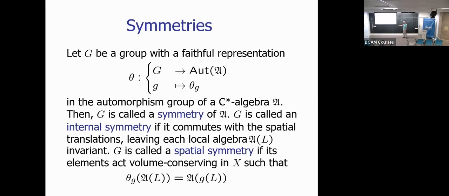Here you see the group applied to the region. For example, this could be a rotation. It could also be a rotation with respect to another symmetry group, the hexagonal symmetry, for example. And in that case, we have a spatial symmetry.